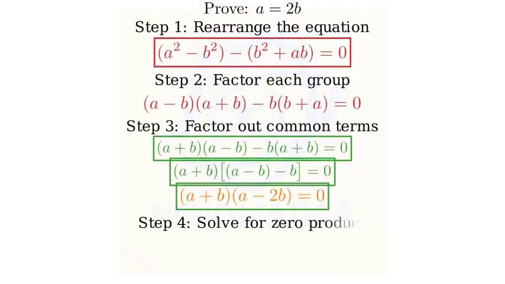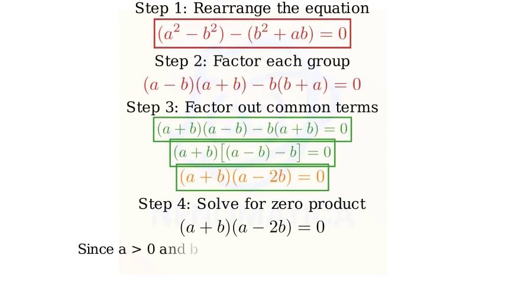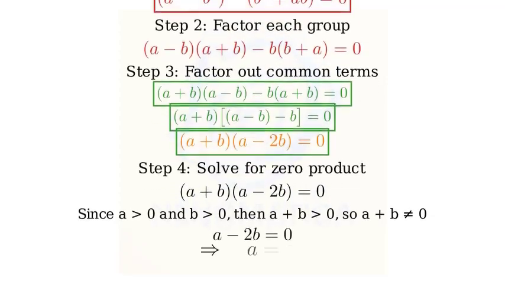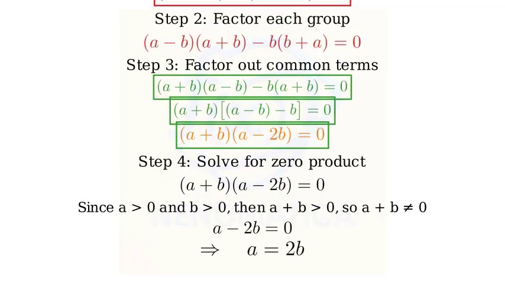Step 4. Apply the zero product property. If a product equals 0, at least one factor must be 0. We have (a plus b) times (a minus 2b) equals 0. Because a and b are both strictly positive, the sum a plus b is strictly positive and cannot be 0. Therefore, the only possibility is a minus 2b equals 0, which gives a equals 2b. Final result: a equals 2b.